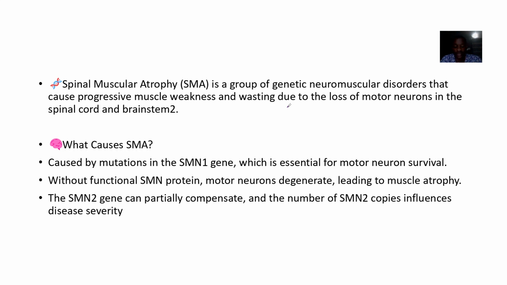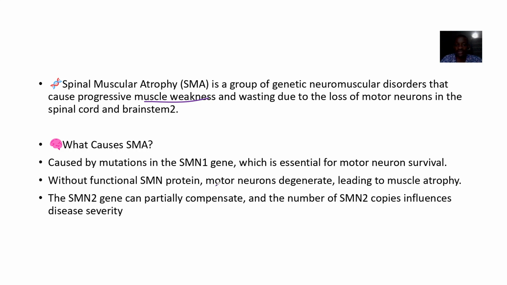So when you talk about spinal muscular atrophy, it's not really one thing. Do you understand? It's a group of many things. They cause progressive muscle weakness and wasting due to loss of what? Motor neurons in the spinal cord and the brainstem. So what causes spinal muscular atrophy?